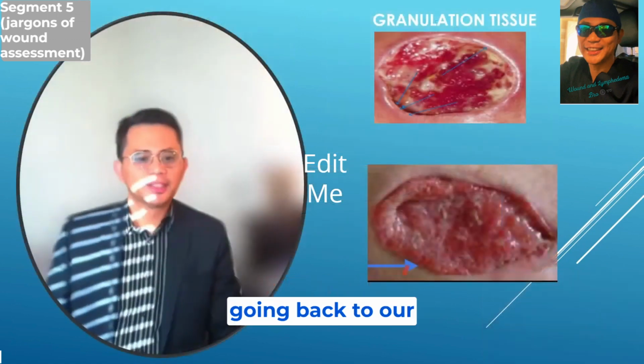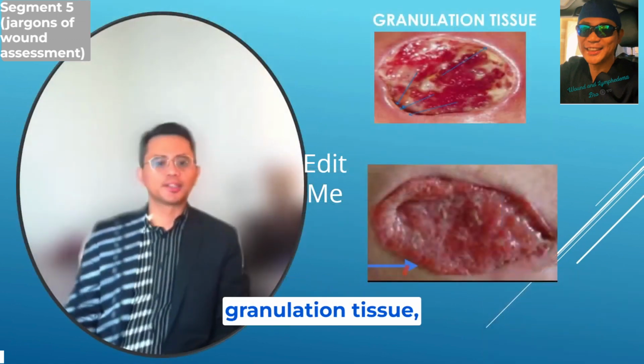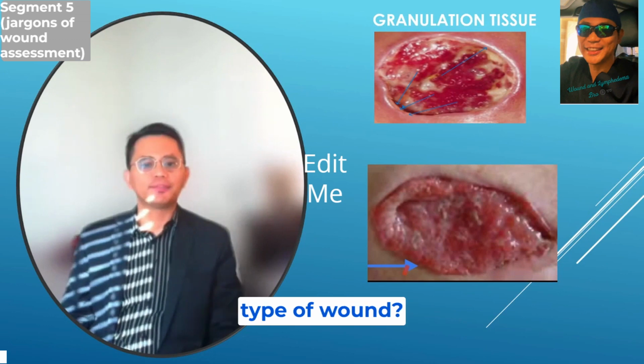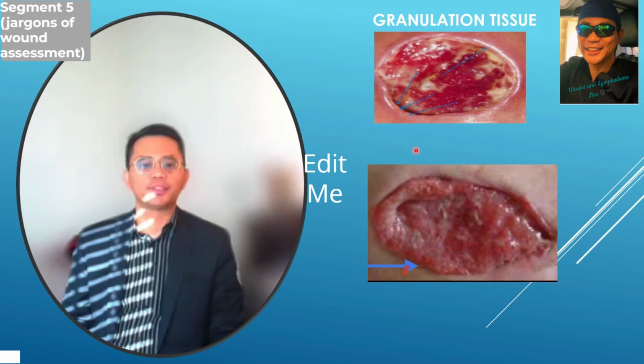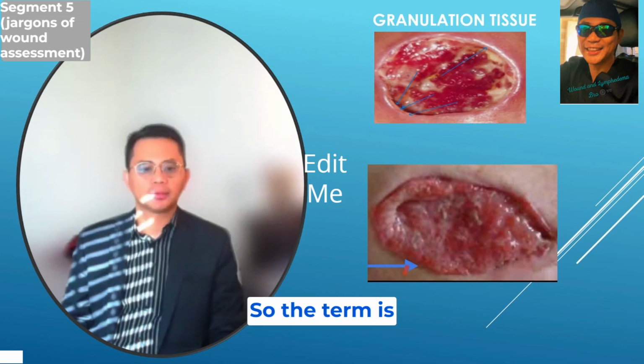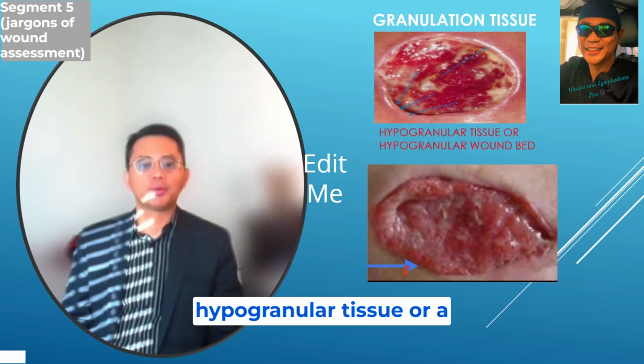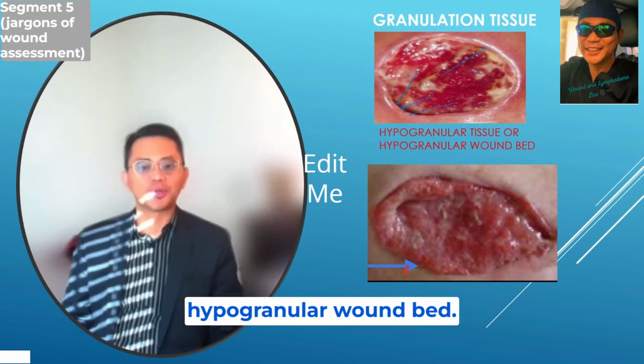So going back to our discussion on granulation tissue. What if you have this type of wound? If you see granulation tissue and it is not enough to fill the defect, like in the case of this wound, what is the term for this? The term is hypogranular tissue or a hypogranular wound bed.